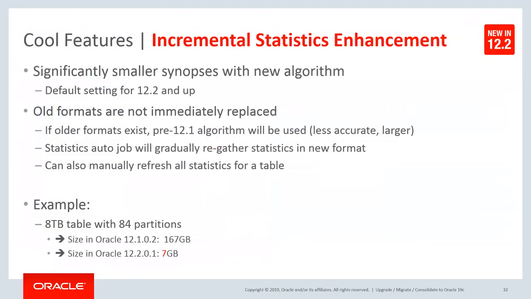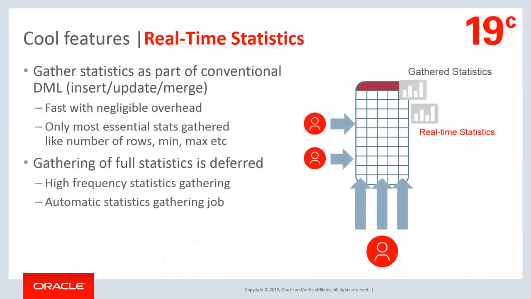Statistics enhancement in 12.2. There's a new algorithm where we can retrieve the statistics a lot faster, but also the size of the statistics is a lot smaller. If you have an 8 terabyte table with a couple of partitions in Oracle 12.1, we needed about 167 gigabytes for those statistics. In 12.2, they are smaller. Be aware, they are only created for new tables unless you push the system to actually do it.